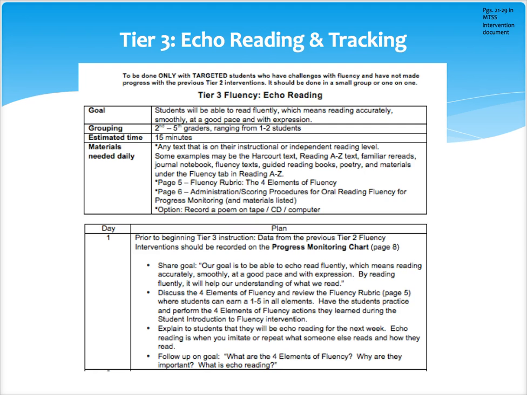Tier 3 is set up just like the Tier 2 interventions. You'll have a goal, grouping, estimated time, and materials needed. The difference is this is going to be pretty much a one-on-one situation with students who are really struggling. You would start with echo reading before you move on to tracking.